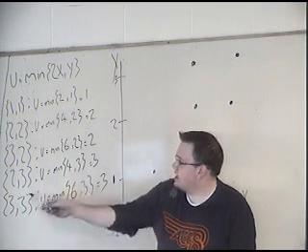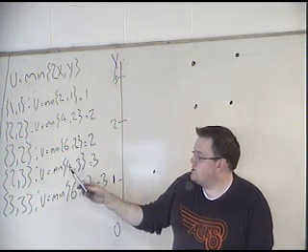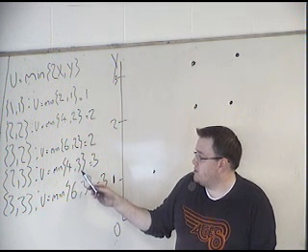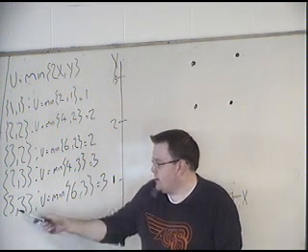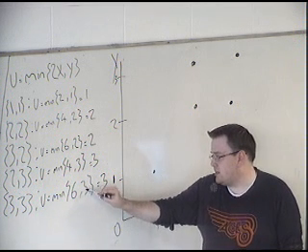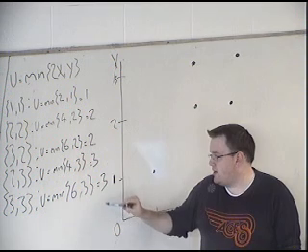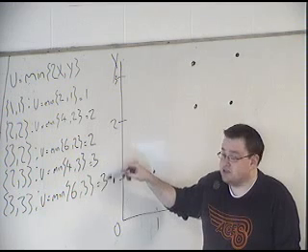Then our next one is 2, 3. Utility is the smallest number between twice your x and your y. Twice your x gives you 4, your y is 3, so your utility is the smallest of those two, which gives you 3. And the last one we have is 3, 3. Utility is the smallest number between twice x, which gives you 6, and y, which is 3, which gives you 3. So 2, 3 and 3, 3 give you the same level of utility as well.